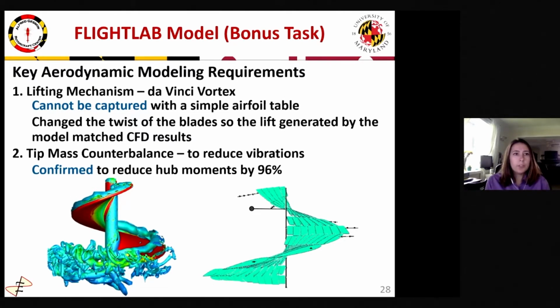The model also features a tip mass counterbalance in accordance with Helico's design that you can see in the bottom right. This was confirmed in Flight Lab to reduce head moments by 96%.